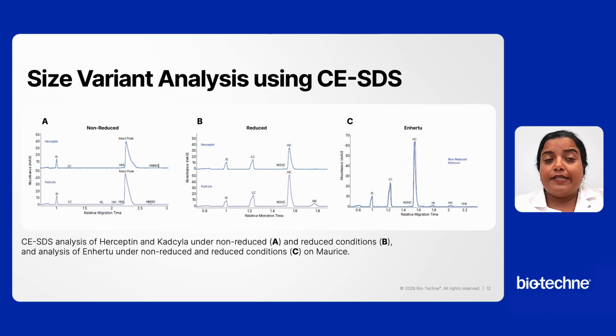The intact peak is seen under non-reduced conditions along with other minor peaks, where the light chain, the heavy chain, and the non-glycosylated heavy chains are detected under reduced conditions. In contrast, Enhertu has a similar profile under both non-reduced and reduced conditions, with comparable migration behavior observed in both CE-SDS modes, but with 3% more high molecular weight species for non-reduced CE-SDS analysis.